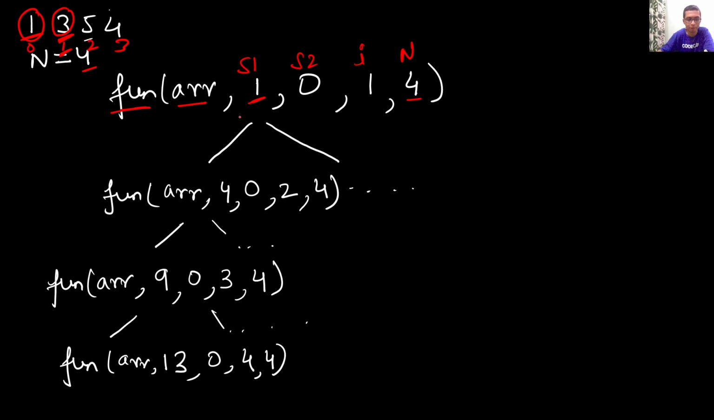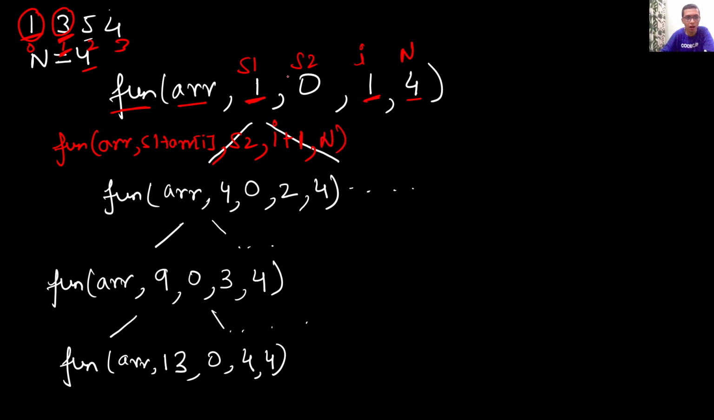I'll simply add this ARR of I with S1. So for the left call, I'll simply write fun ARR. S1, the sum of the first group, would now be S1 plus ARR of I, the element that has to be added, comma. S2 would remain as it is, comma. Now we have added the next element at index 1, so the next element that has to be added now is at I plus 1, comma. N would remain as it is, right?